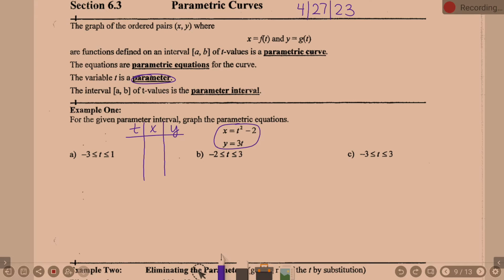They're providing me the t's. What t's are they telling me to use? -3 and 1. Okay, but what does this whole statement mean? This doesn't mean just -3 and 1. t is between -3 and 1. So what other values can we include here? Because I need more than just 2 points to graph this. -3, -2, -1, 0, 1.